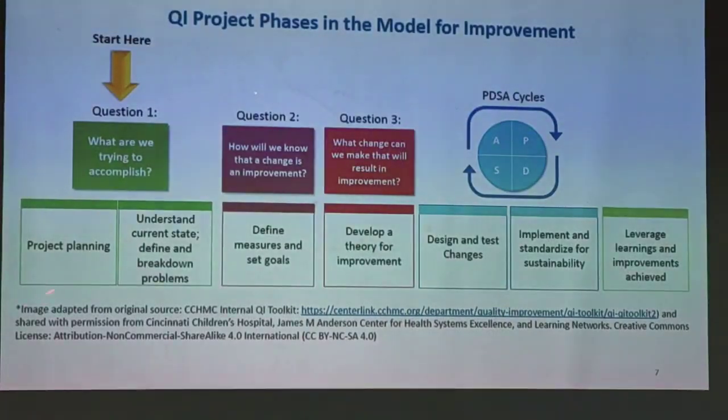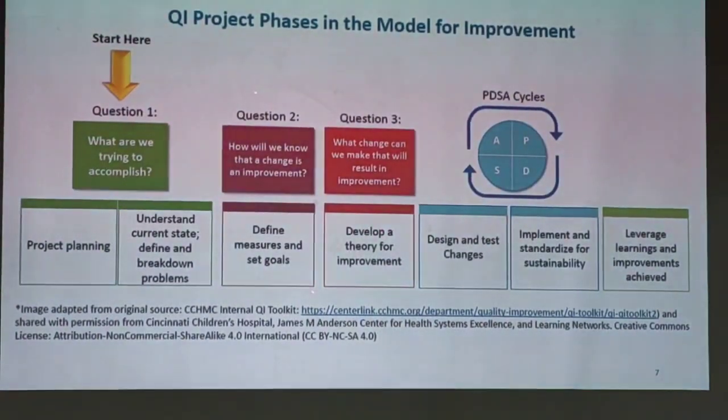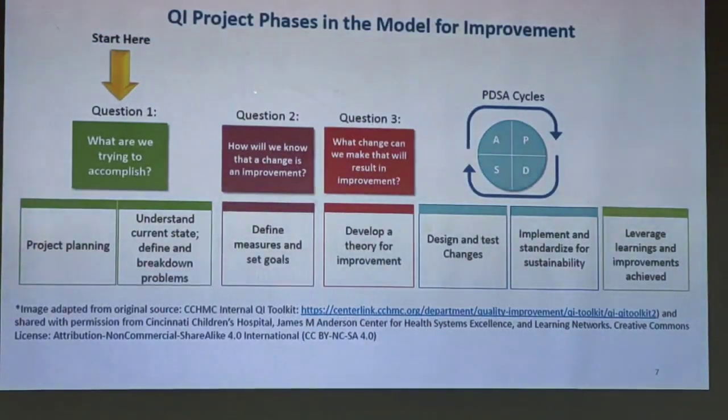So in the model of improvement, there are phases to a QI project. There's the planning phase here, where we're trying to understand our current state. Where are we starting from? And then break things down and break down the problems so that we can make improvements. And then we move on to defining our measures and setting our goals, developing our theory of how we're going to improve, what things we're going to change, and then design and test those changes, and implement and standardize the things that work for sustainability. So it's really important that these things are sustained and they become your standard of care once they do work.